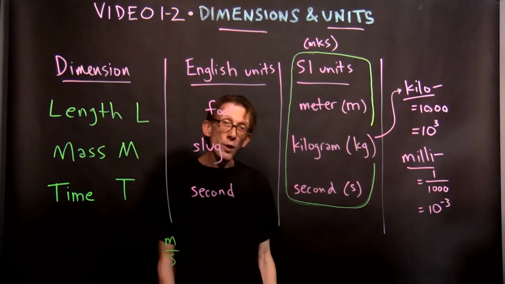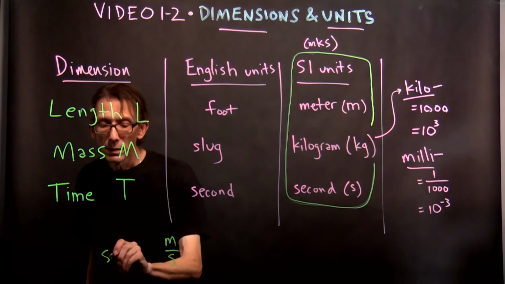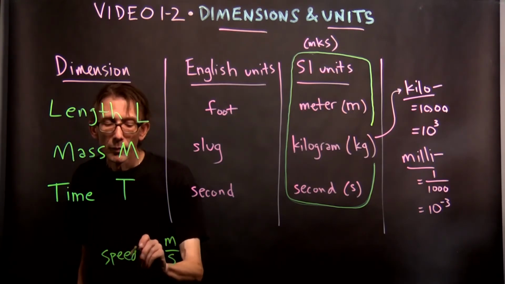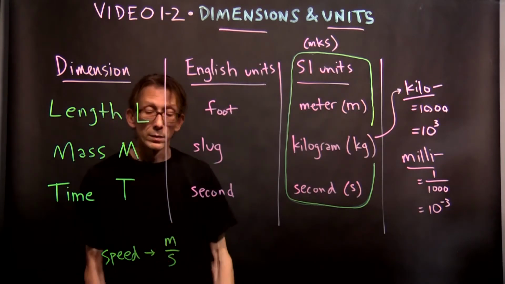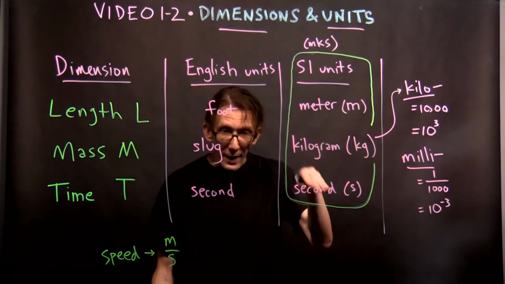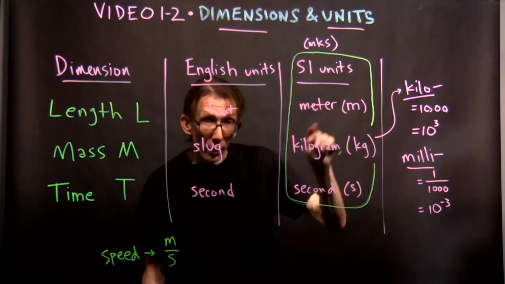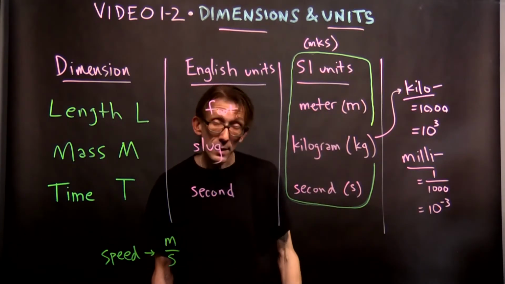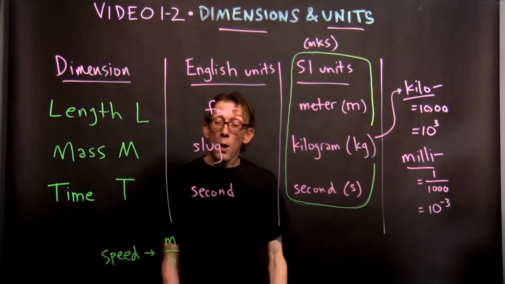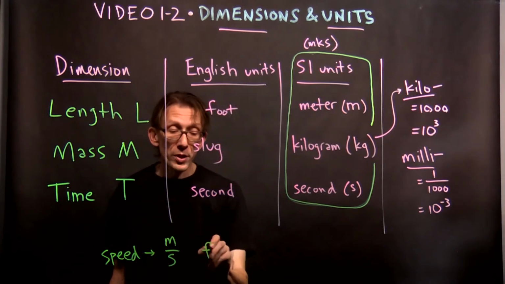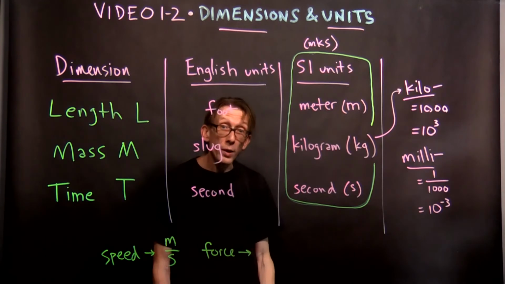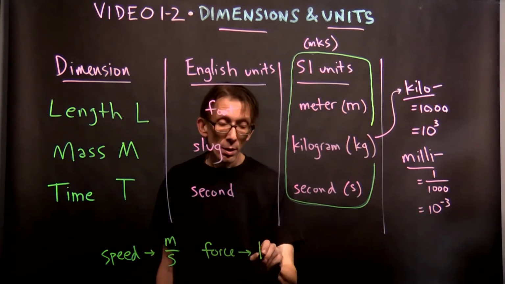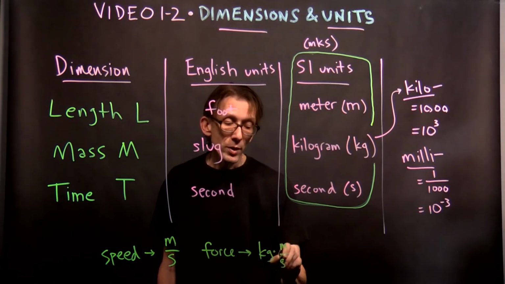Okay. So the unit of speed, meters per second, is not any one of these, but it is a combination of two of them, meters divided by seconds. Okay. We're going to talk about a thing called force. The units of force are going to be kilograms times meters over seconds squared.